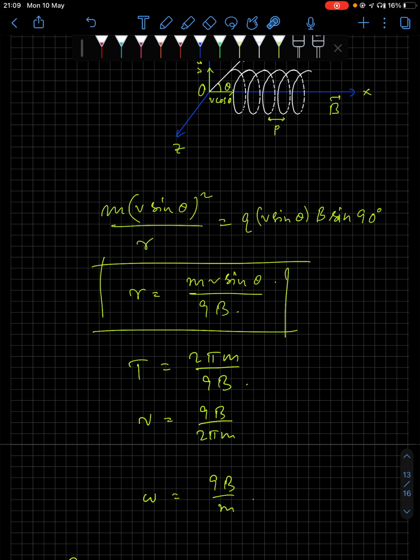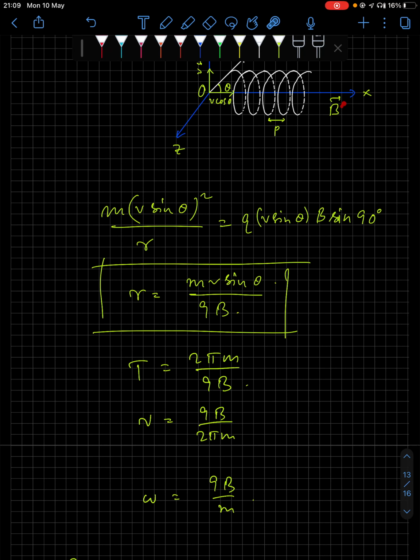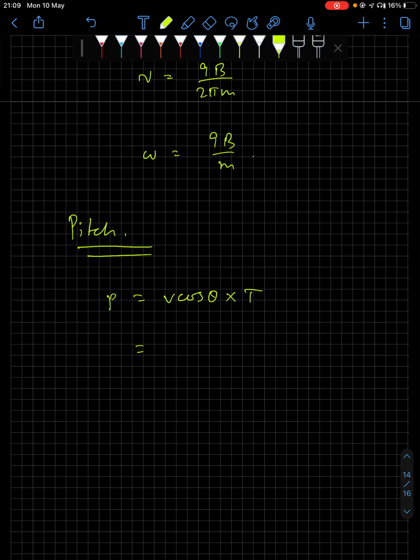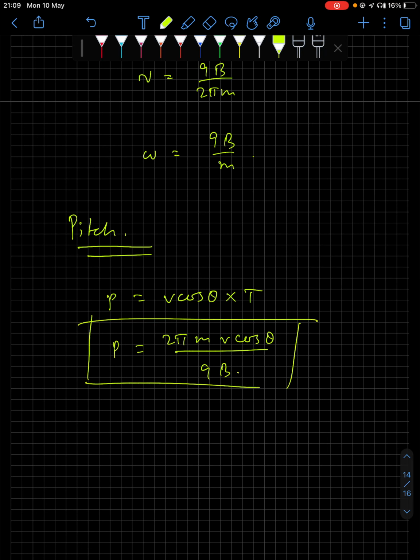Now, who is responsible for the charged particle to move along the magnetic field? This v cos theta is responsible. Therefore this pitch, this linear displacement P, is given by velocity into time, that is v cos theta into t. So the relation comes out to be 2 pi m v cos theta divided by qB. That is your expression for pitch.